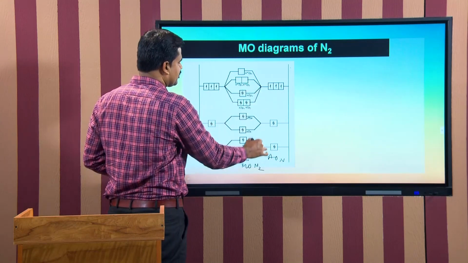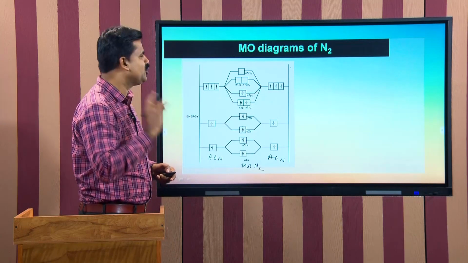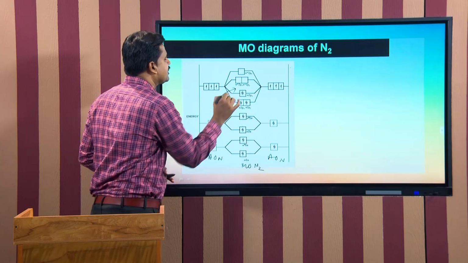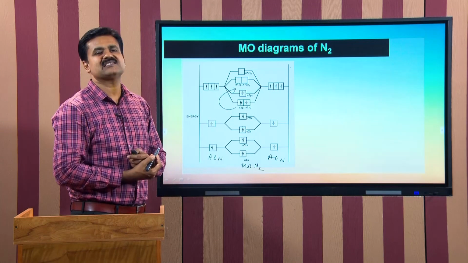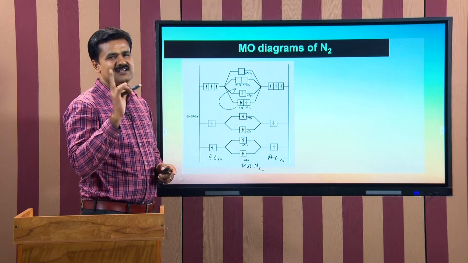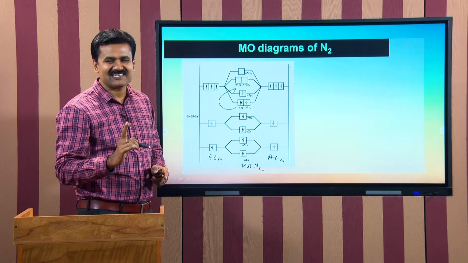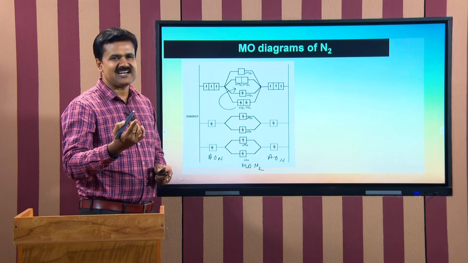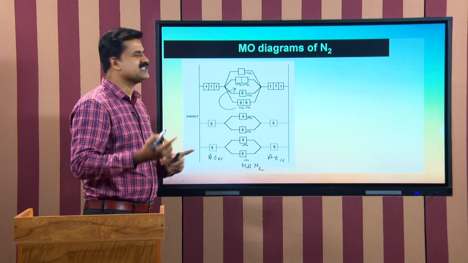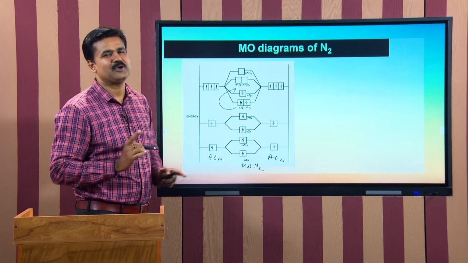Whenever you look at this MO configuration, you cannot see any unpaired electrons, but you noticed the exceptional order. The energy of the sigma 2pz orbital is slightly higher than that of pi 2px and pi 2py. That is an important thing, because in the case of second row elements up to nitrogen, there is an exceptional energy arrangement.